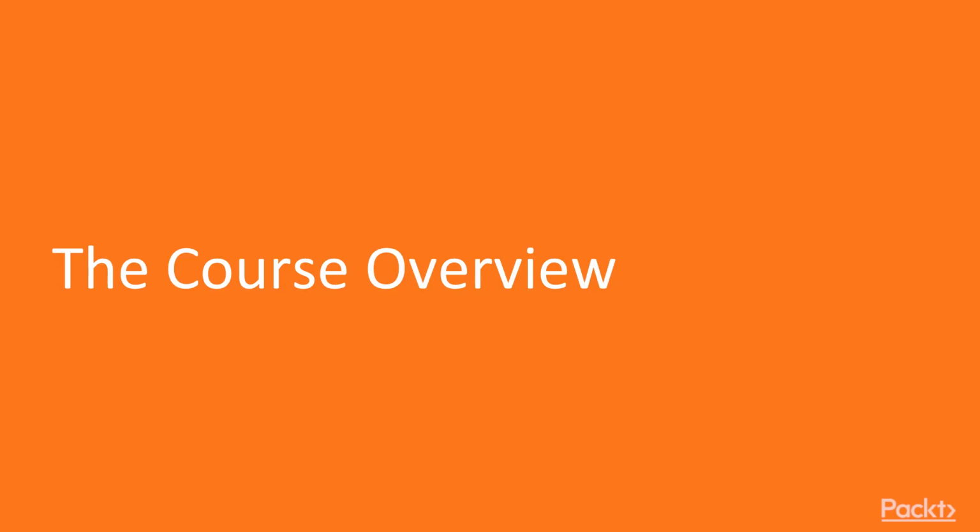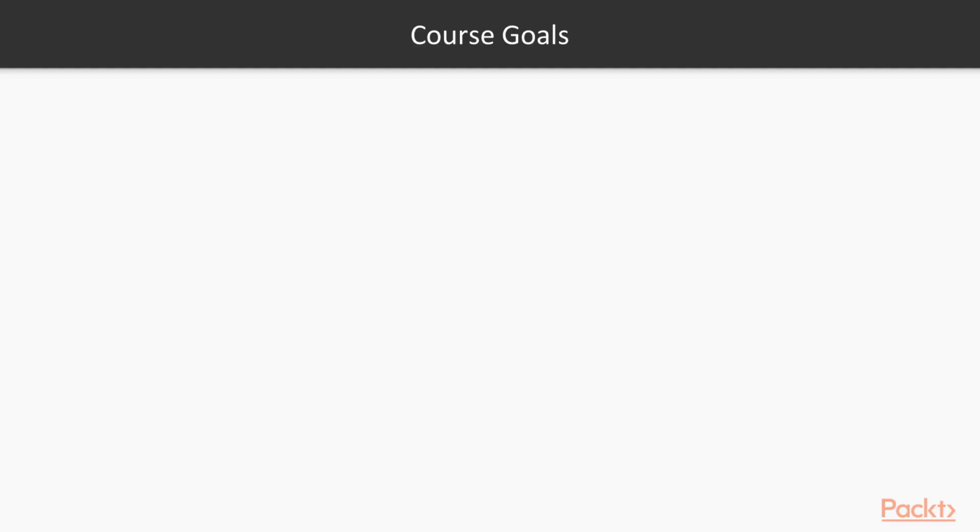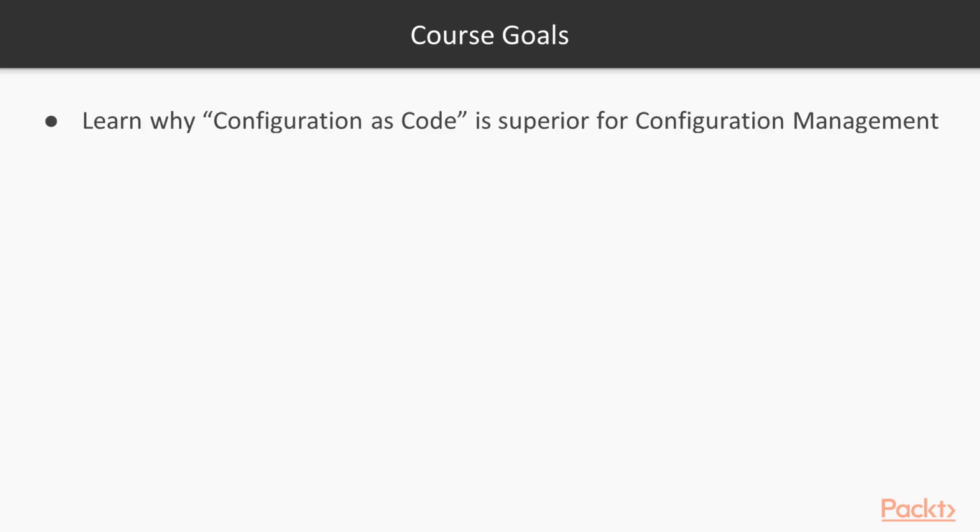Let's take a moment and look at this course, Ansible 2 for Configuration Management. There are two main goals of this course. First, you'll learn why configuration as code is superior for configuration management. We'll show how two key principles of configuration management, the reliability of the systems we configure and the visibility of system configuration, are both met very well by configuration as code tools such as Ansible.